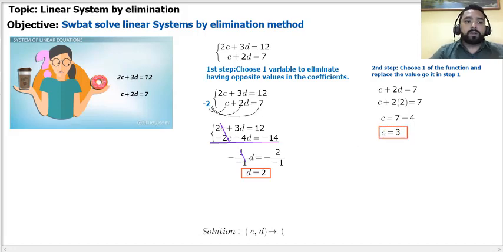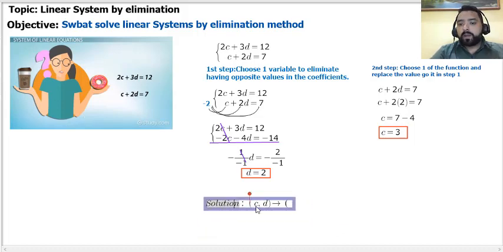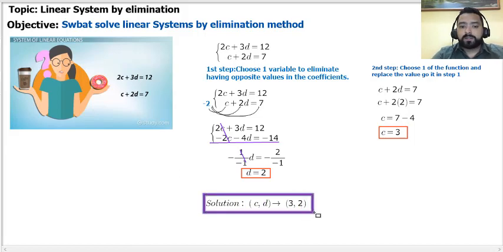Three, and we have the second value for the second variable in this case. So it's going to be positive 3. And we already have the values for the system. Finally, we are going to write our solution. Our solution is going to be C, comma D. So the value for C is 3 and the value for D is 2. And this is the answer for our system.